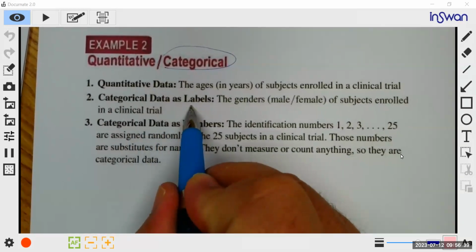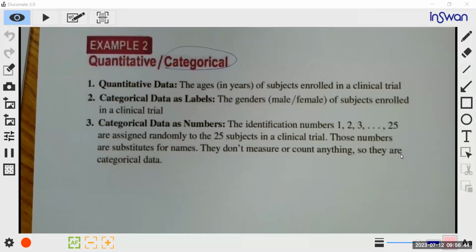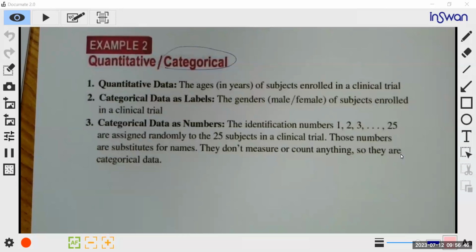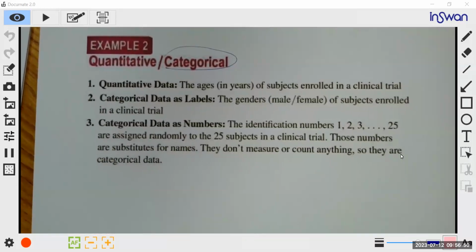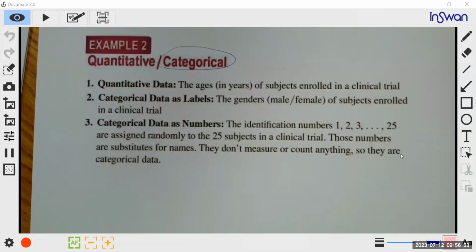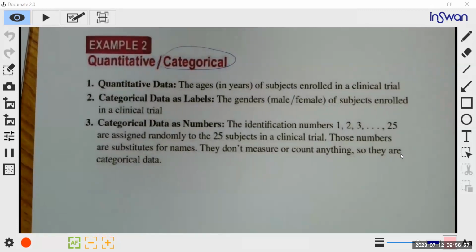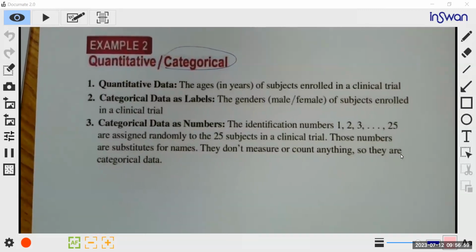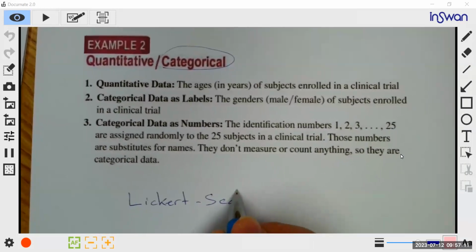Categorical, or labels: genders, male, female. They're attributes of an object you're studying. Categorical data as numbers: I gave you the example about grades. You take the stuff that's just words and you assign numbers to them. If you ever took a survey, you did that. A Likert scale survey.